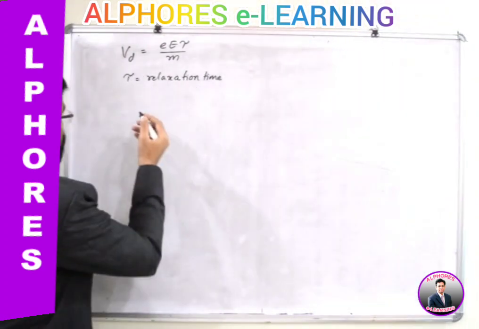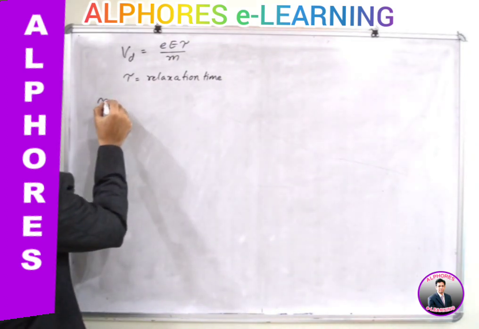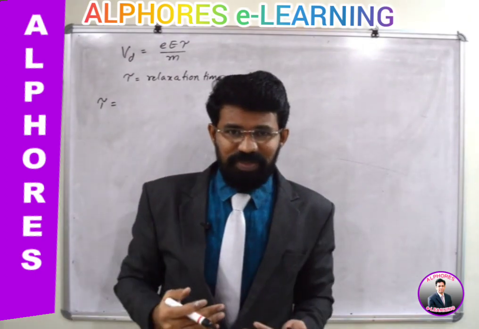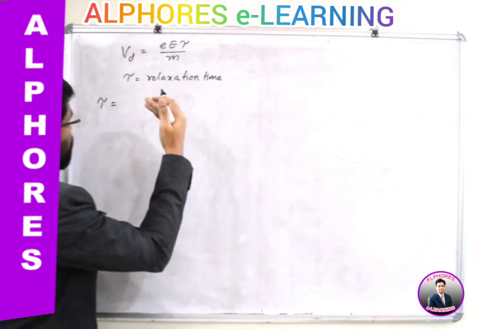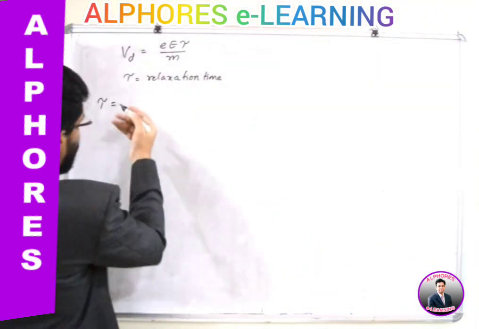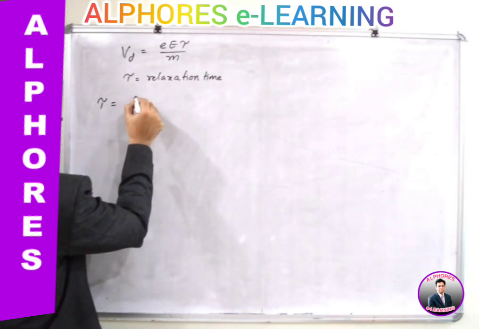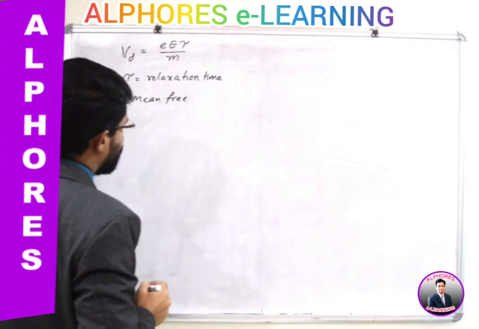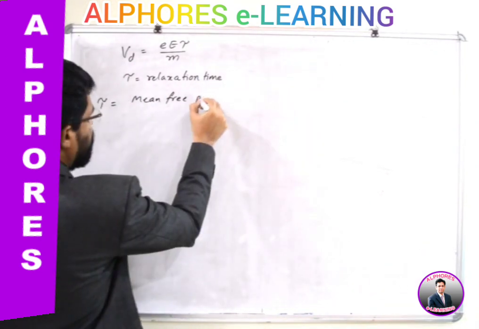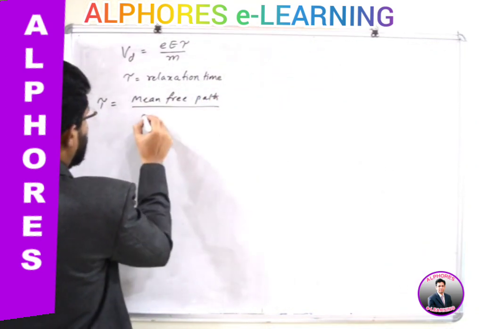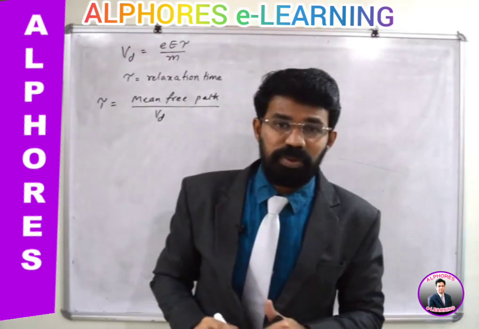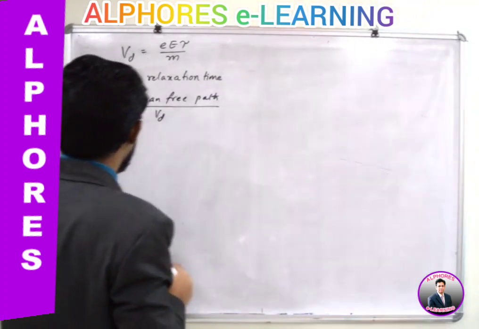If you want to write an expression for this tau, you can write it like this also. Velocity is equal to displacement by time, so time is equal to displacement by velocity. What displacement can we talk about here? We can talk about mean free path. Just for your knowledge, I am giving you this data: mean free path divided by drift velocity gives us tau. You can just remember this. Now let us proceed with one more physical quantity.